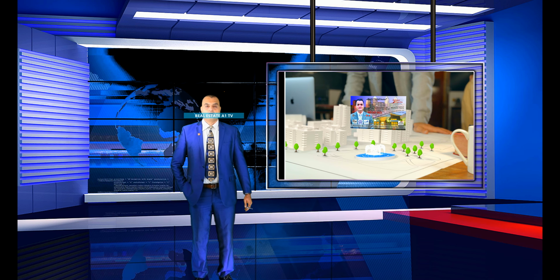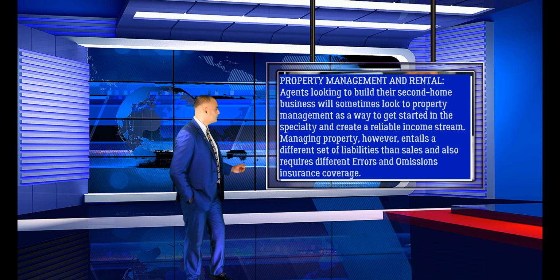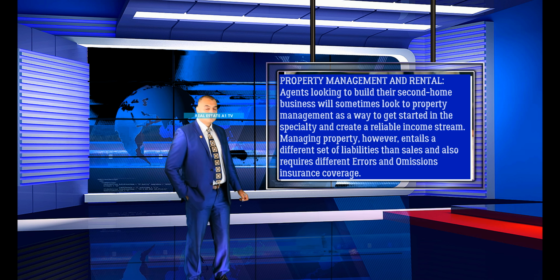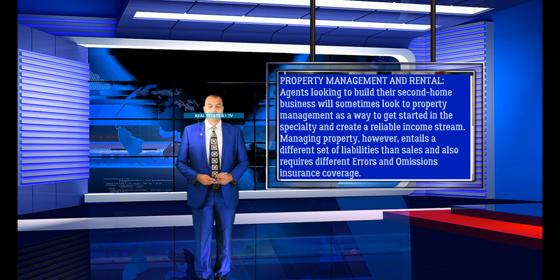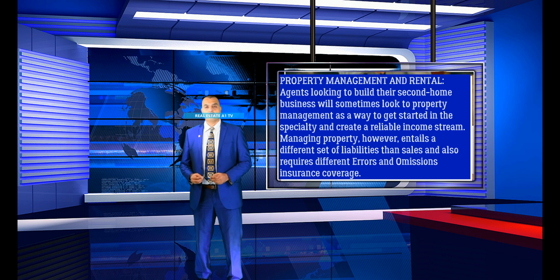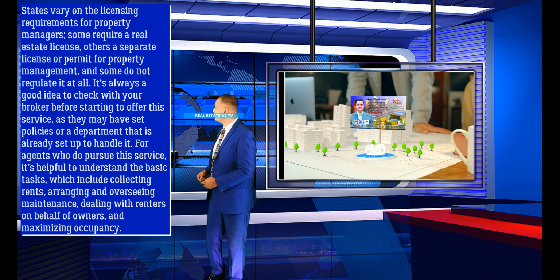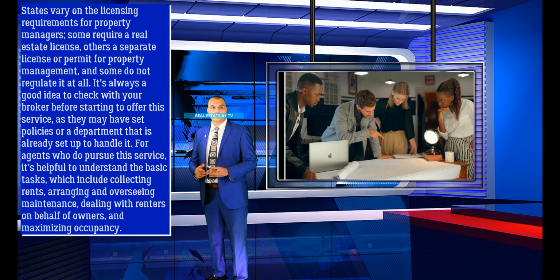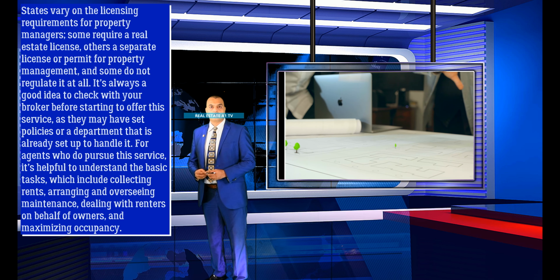Property management and rental. Agents looking to build their second home business will sometimes look to property management as a way to get started in the specialty and create a reliable income stream. Managing property, however, entails a different set of liabilities than sales and also requires different errors and omissions insurance coverage. States vary on the licensing requirements for property managers. Some require a real estate license, others a separate license or permit for property management, and some do not regulate it at all. It's always a good idea to check with your broker before starting to offer this service, as they may have set policies or a department that is already set up to handle it.